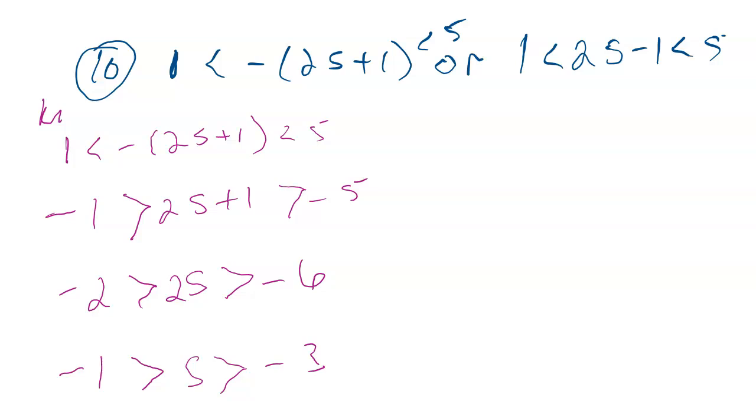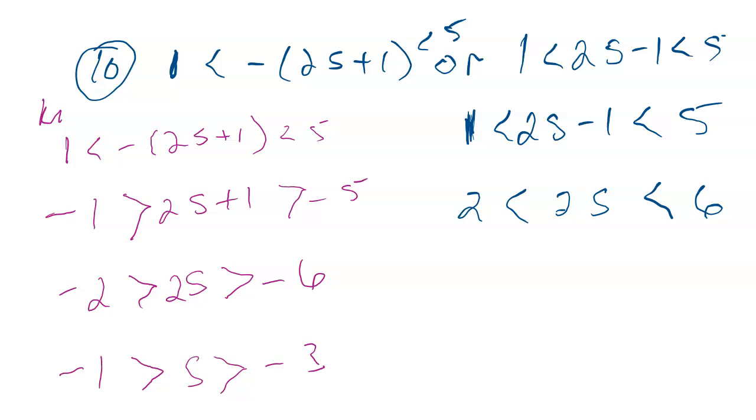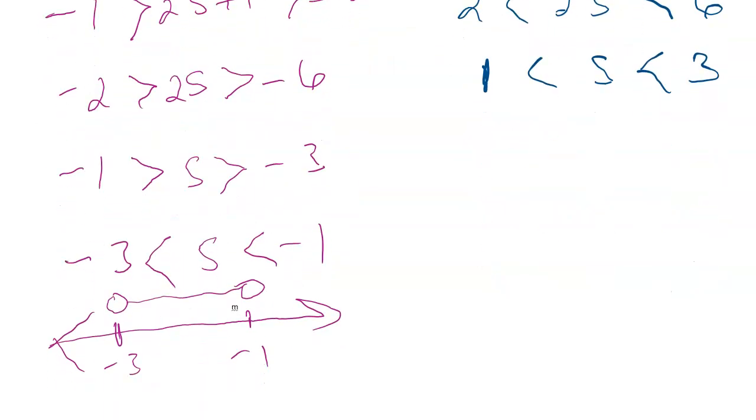All right, so then over here we'll have 1 is less than 2s minus 1, which is less than 5. Solving this, I'll get 2 is less than 2s, which is less than 6. Divide everything by 2, I get 1 is less than s, which is less than 3. All right, and then I get the solution: s is somewhere between 1 and 3. So I guess it's not filled in.